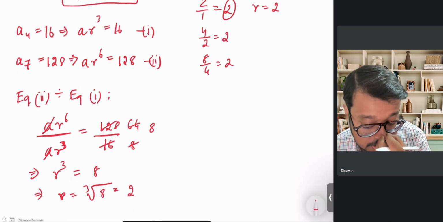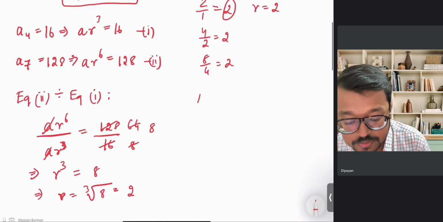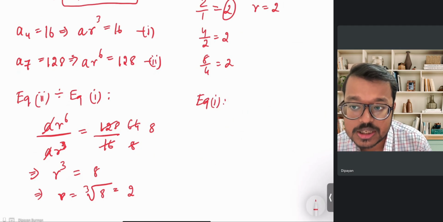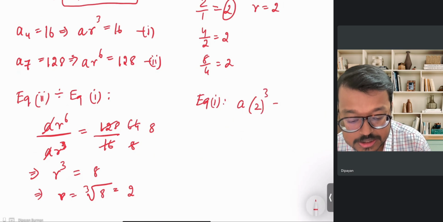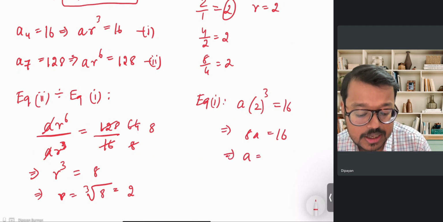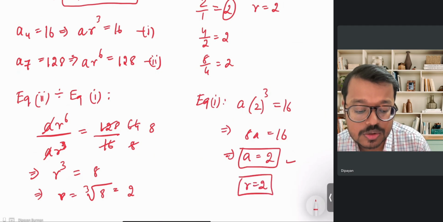Now we need to find what is the first term A. So I can look at equation 1. Equation 1, AR cube was equal to 16. So I can say that A into 2 cube is equal to 16. 2 cube is 8. So A value is 16 by 8, that is 2. So the first term is 2 and the common ratio R is also 2 for this question.